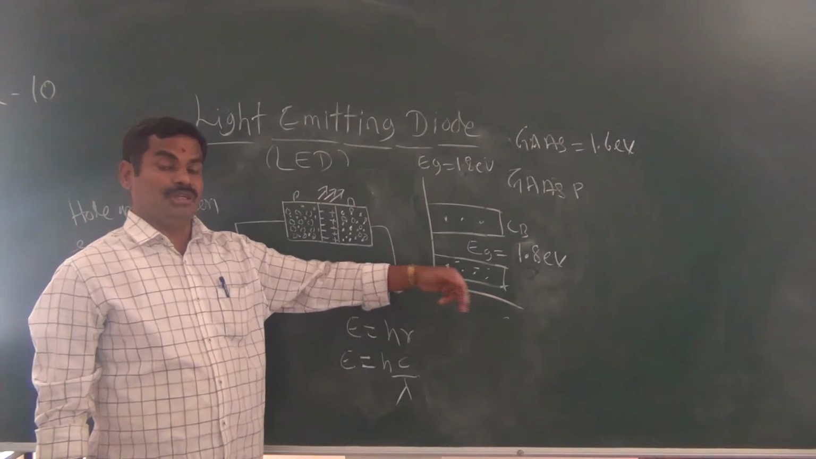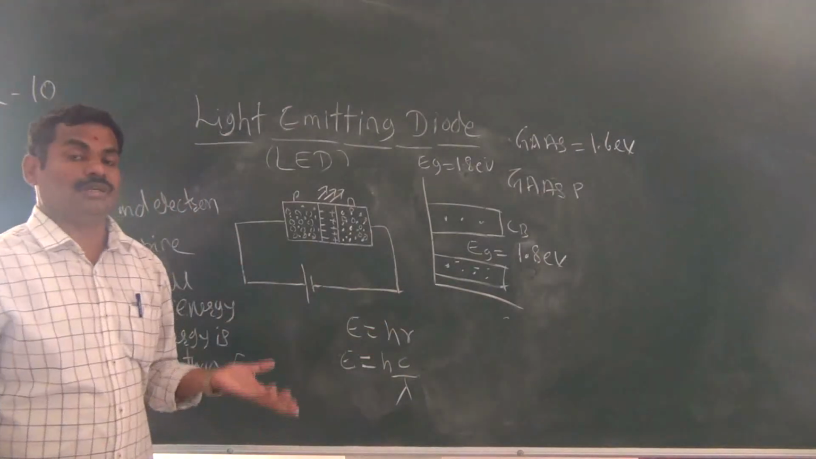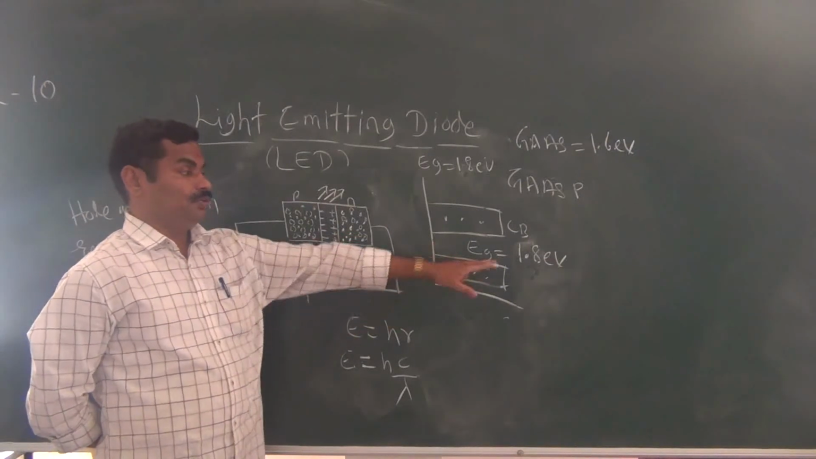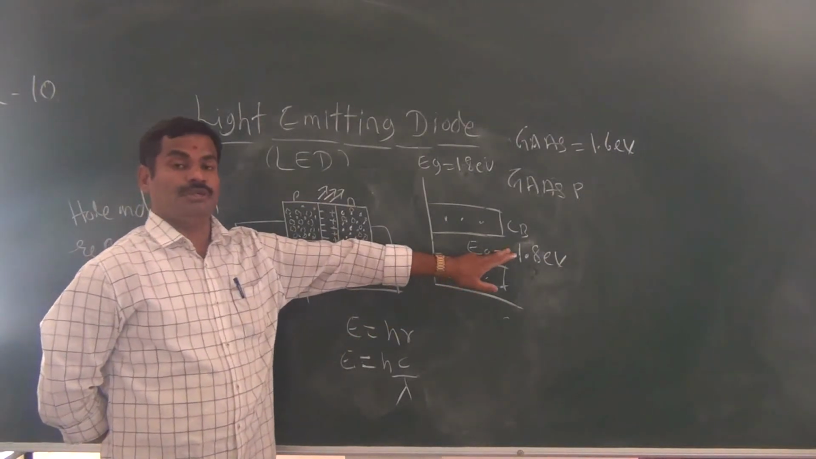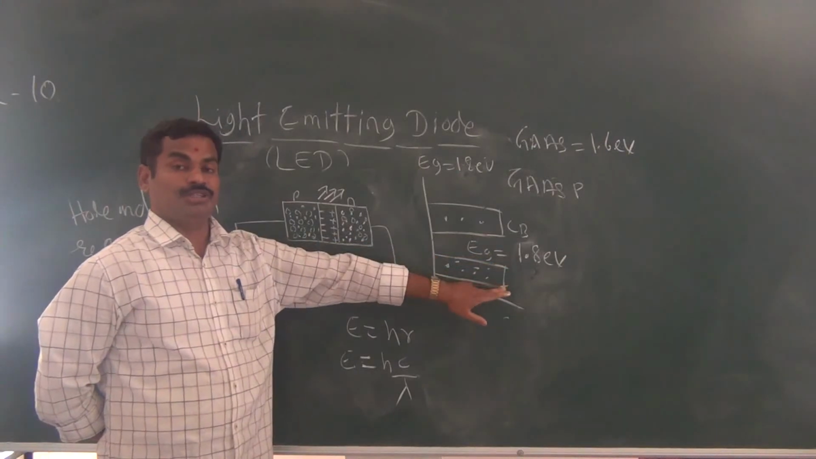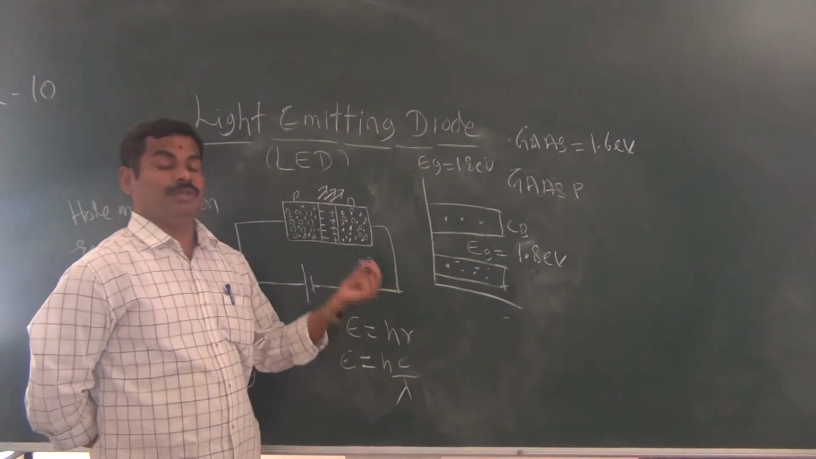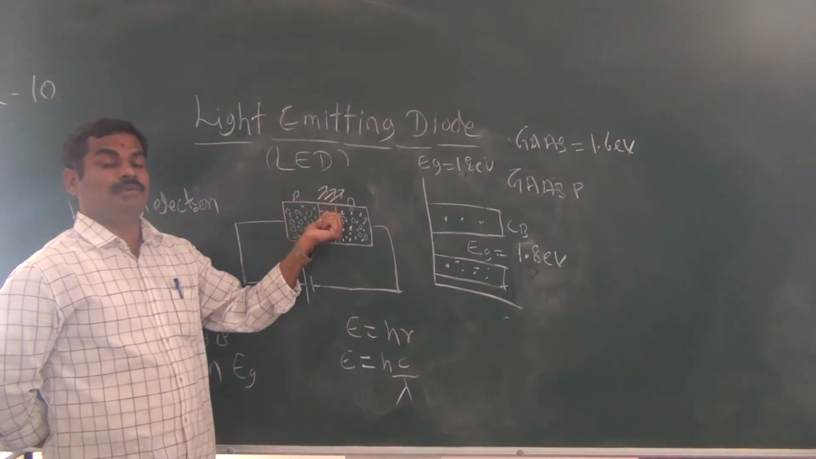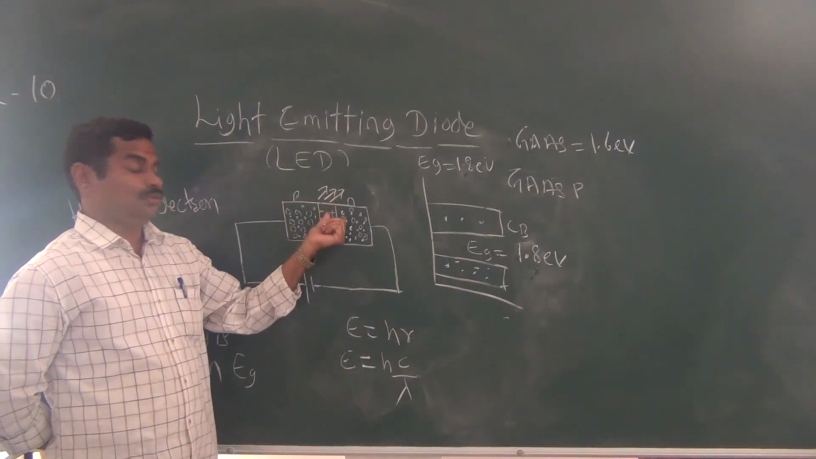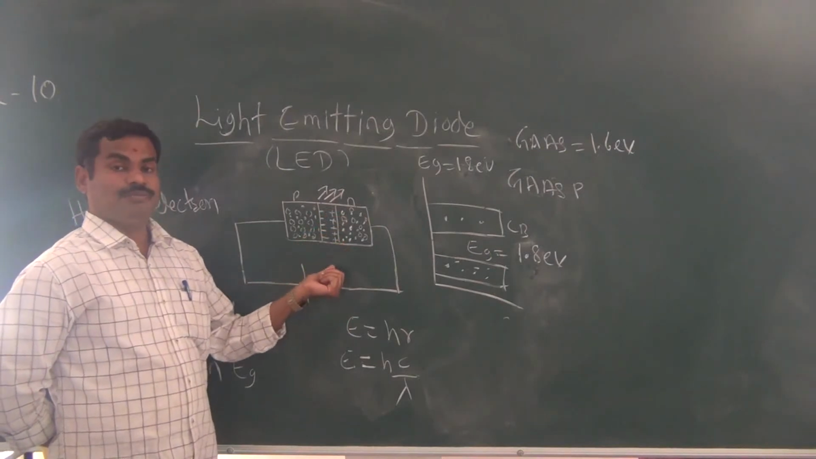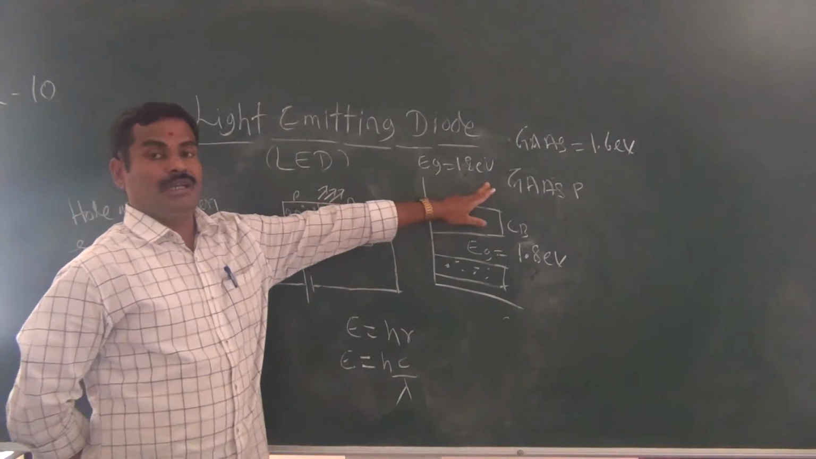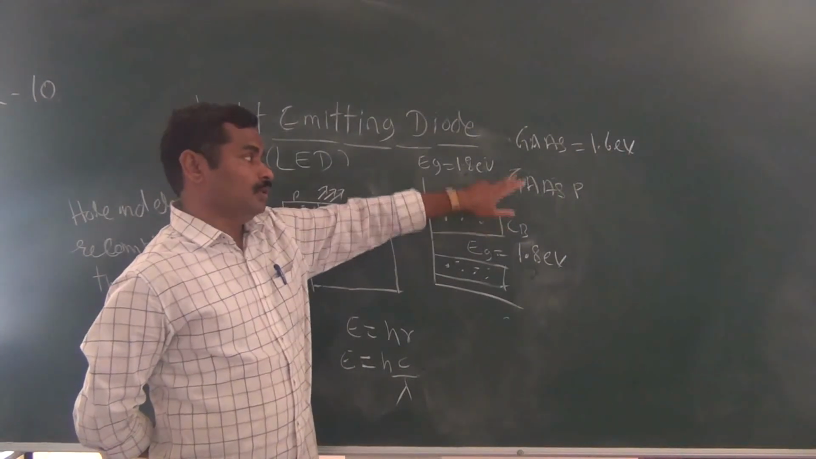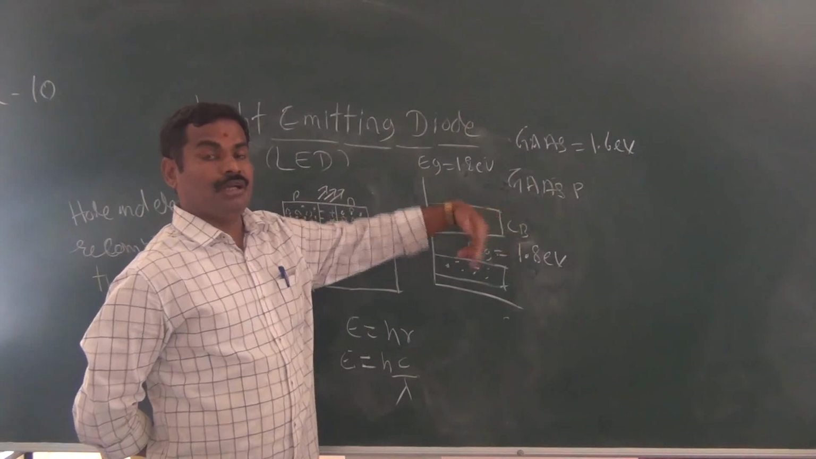If you are using silicon or germanium, no doubt the electron will recombine there also, but they will give the energy in terms of heat. But the energy gap should be more than 1 point something electron volt. It may be gallium arsenide or gallium phosphide. In that type, if the electron recombines, they will give the energy in terms of light. The important thing is that you are not using silicon or germanium; you are using gallium compound semiconductors, maybe gallium arsenide, gallium phosphide, or gallium nitride.